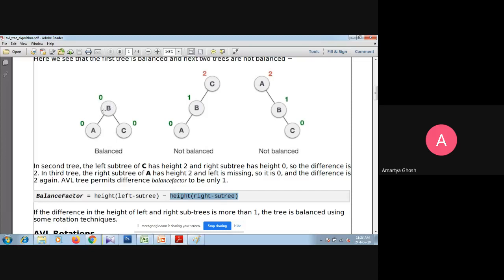Now, what is the balance factor of B? You can see the left side subtree has only one node. So what is the height? How many edges can we get? We have to calculate the edge or the level. How many level difference in the left side? There is a single level, or a single edge, to get the last node. So single node, that is why the height is 1.